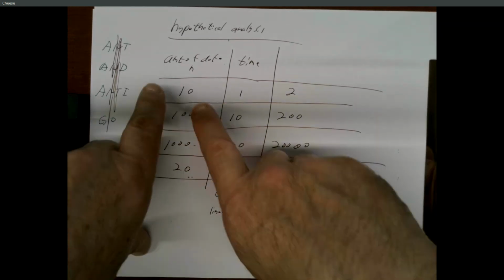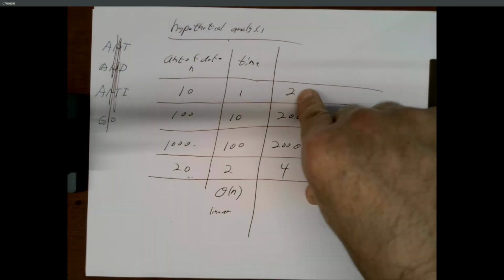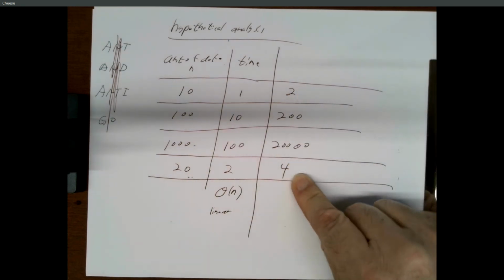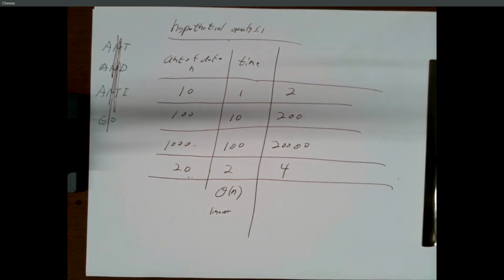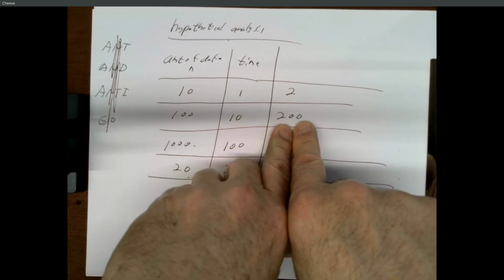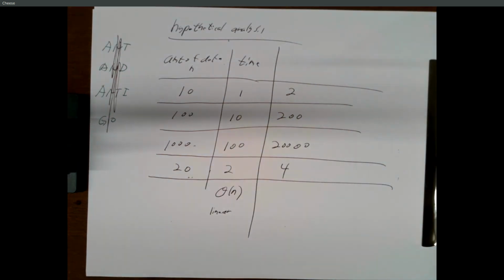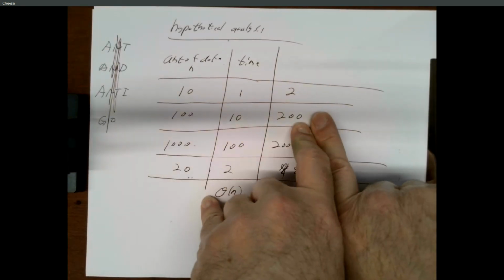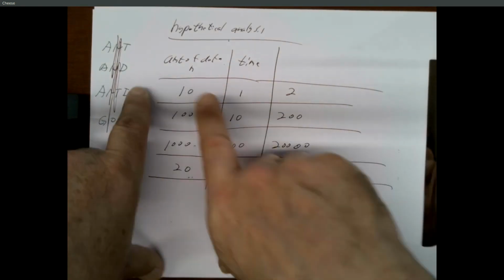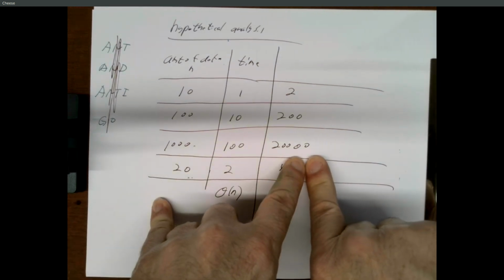Okay, what's happening here? You double the amount of data from 10 to 20, you square the amount of time from 2 to 4. When you increase the amount of data 10x, your computation time goes up by 100x. Actually, this should be an 8. Okay, 10 times as much data, 100 times as much time. 100 times as much data, 10,000 times as much computation required.